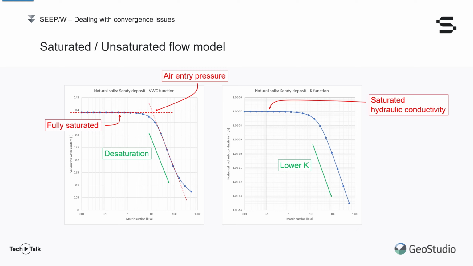The saturated hydraulic conductivity thus corresponds to the highest hydraulic conductivity a soil can exhibit. The hydraulic conductivity function must be defined in SEEPW to complete the definition of a saturated-unsaturated soil model.